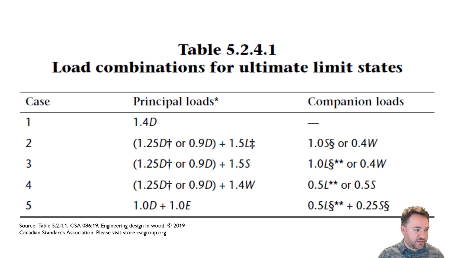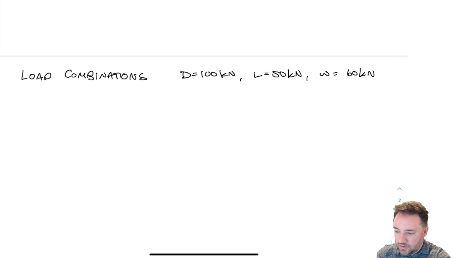So there's two that I have to consider. If it's possible that my dead load will actually counteract the main load effect, like if my dead load is helping, then I should also be considering the case where dead load is 0.9, as well as when dead load is 1.25. In this case, dead load, live load, and wind load are all acting in the same direction, so dead load is always going to be hurting us in terms of applying factored load, so I'm only going to have to consider the 1.25 dead. So that takes out two combinations from every case. Okay, so I'm going to consider these one by one in turn.